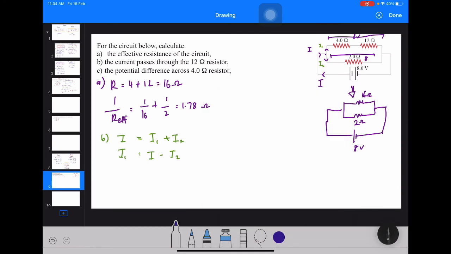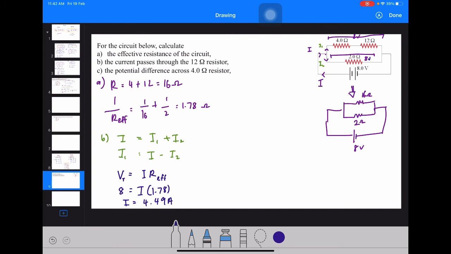I can find my I using V equals to I R. If I want to find the I of the circuit, there is no subscript, the R must be R effective and the V must be V terminal. So when I substitute my V and R, 8 equals to I times R effective, which is 1.78. I can find my I, which turns out to be 4.49 ampere.